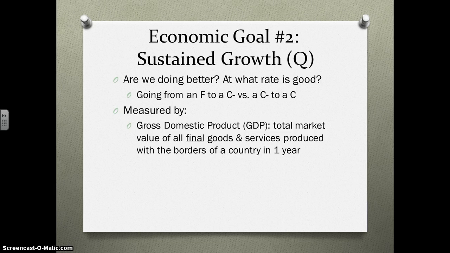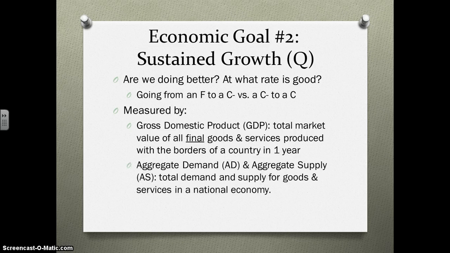Sustained growth, as it says above, tells us if we're doing better and how much better we're doing and at what rate is good. So this is the difference from going to an F to a C minus. Are we doing better? Yes. But are we doing it fast enough? Does a C minus to a C make that much of a difference? What rate is a good rate? So these are the things that we consider when looking at whether or not GDP is good, bad, or just okay.